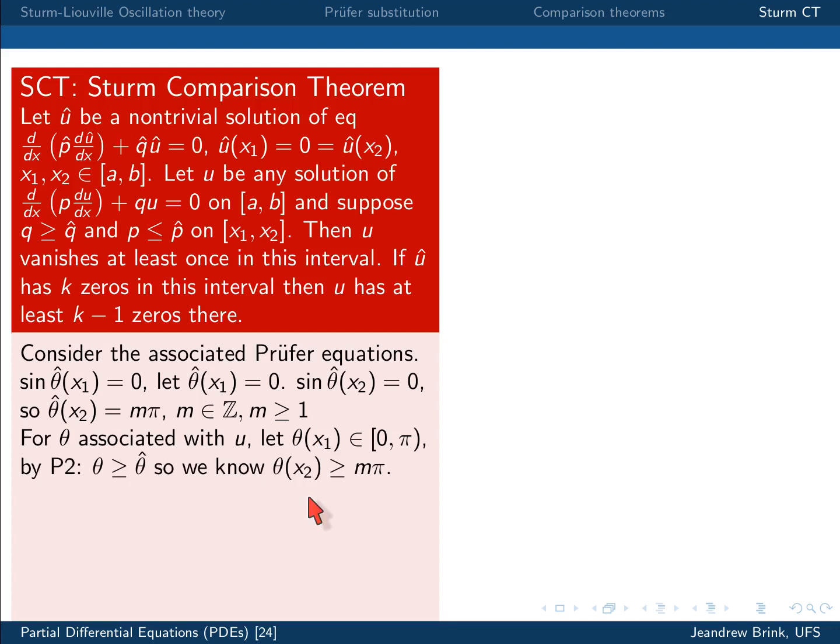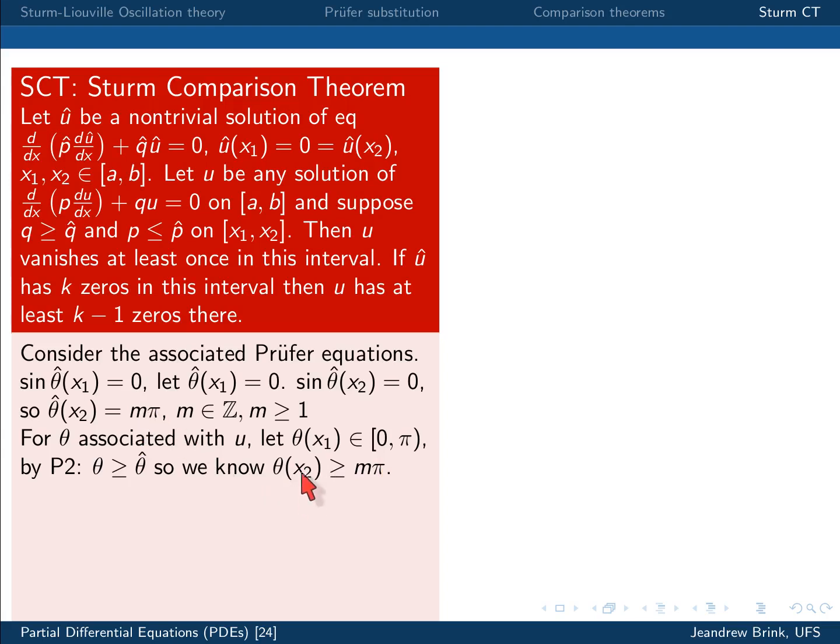When we've done that, we have the conditions for the comparison theorem on the previous slide, namely theta is greater than or equal to theta hat because theta hat is 0. And therefore we know that theta of x will always be greater than or equal to theta hat of x. In particular, theta at x2 will therefore be greater than or equal to theta hat at x2. But theta hat at x2 is equal to m pi.